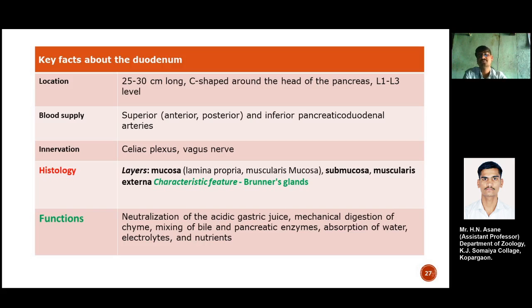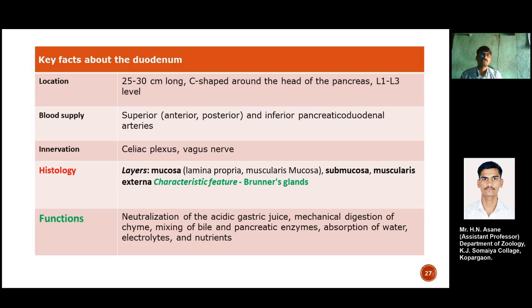Okay, so the key facts about the duodenum are the location of the duodenum, the 25 to 30 centimeter C-shaped part around the head of the pancreas. Okay, the L1 to L3 level of the vertebral column is occupied by this duodenum, and this tube, the duodenum, is the first part of the small intestine, we know that it comprises the first 25 to 30 centimeters, and it has the C shape, and it travels by the side of the liver.